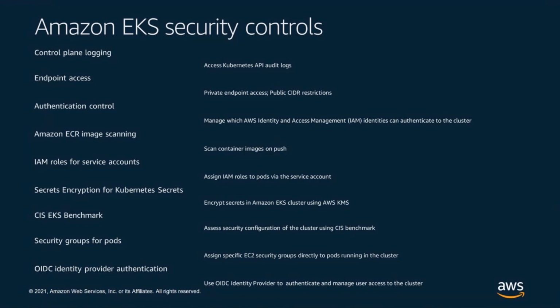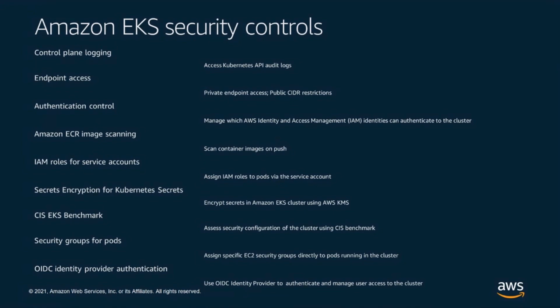Another feature EKS offers is endpoint access. By default, when you create an EKS cluster, the endpoint is public and on the internet. If you don't want that enabled, you can turn it off and have the Kubernetes API server be available only in the VPC of your workers.